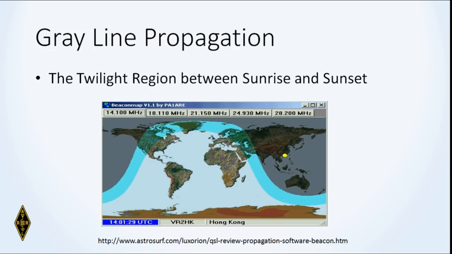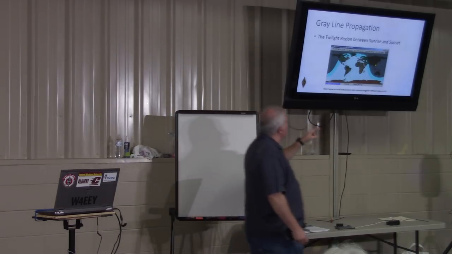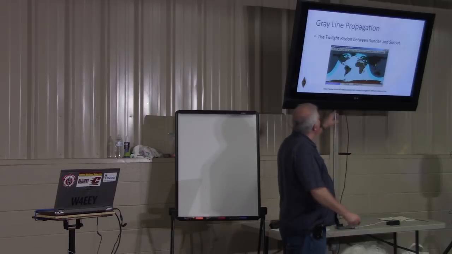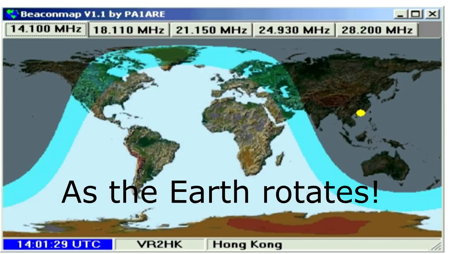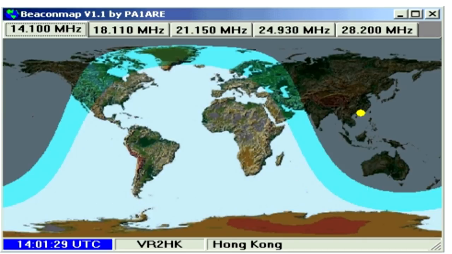I did want to mention here the gray line. Here on the monitor, you can see this blue band. This is the sun here, and this is darkness over there. It's the area of twilight at sunset and sunrise. And that band moves around the Earth as the sun rotates. You can actually propagate radio frequency signals through the gray line area. So a map like this can tell you from the United States where might an opening be. And it looks like Moscow or St. Petersburg might be good gray line propagation at this time.